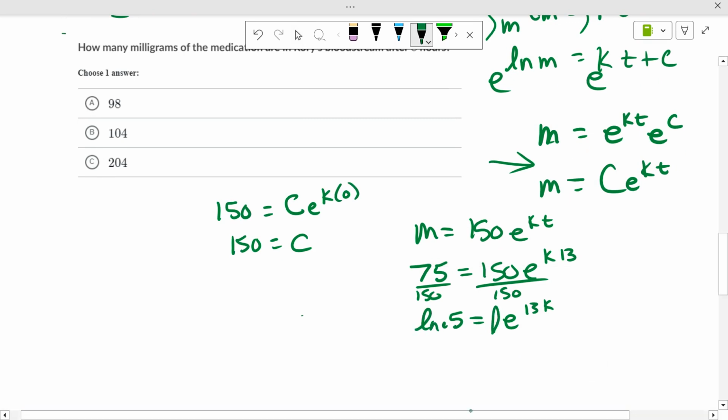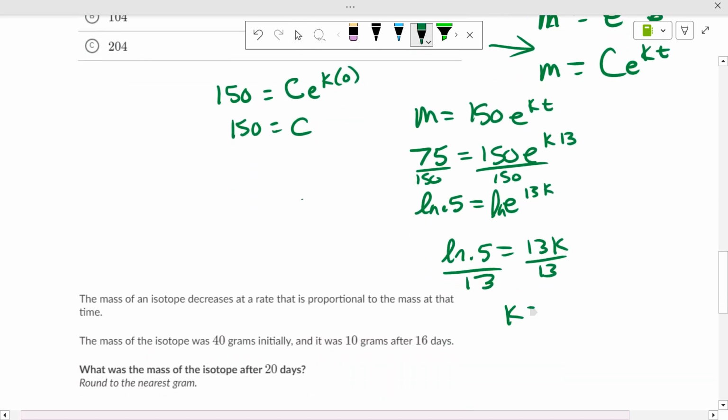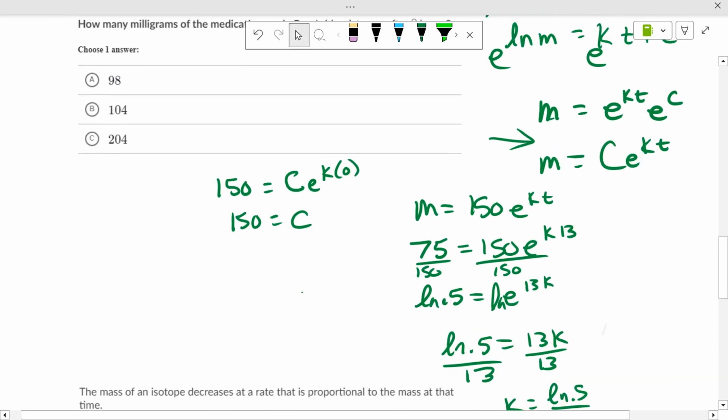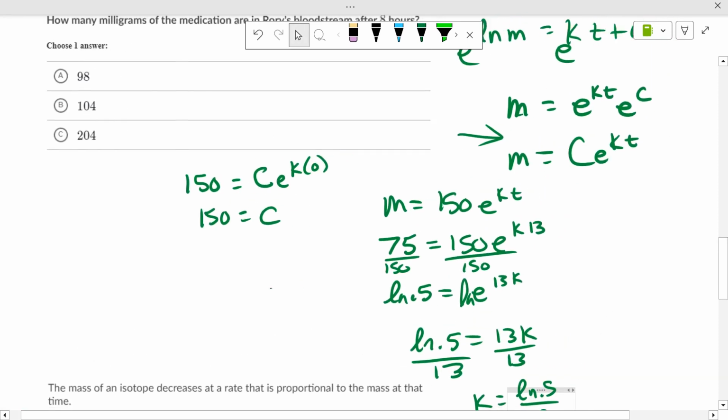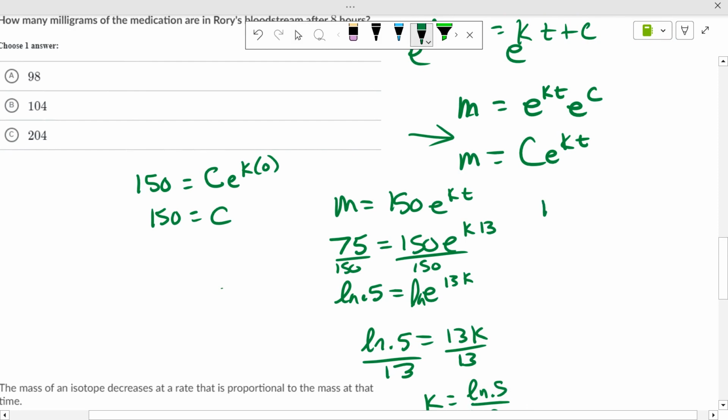ln both sides. So the ln of 0.5 equals 13k. Divide by 13. So k is equal to ln of 0.5 divided by 13. Now we replace that in the equation. So m equals 150 e to the ln of 0.5 divided by 13 times t.